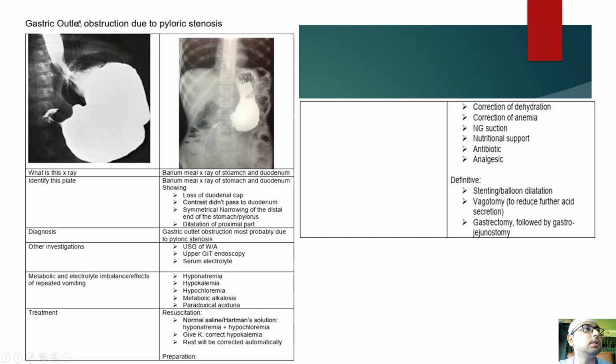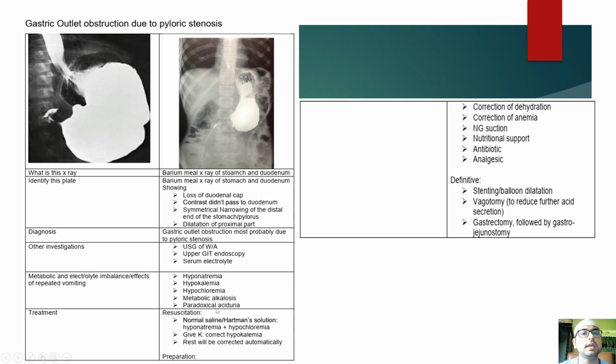So where will it go? It will go proximally. So these are the conditions: hypokalemia, sodium loss, hyponatremia, hypochloremia, metabolic alkalosis, and paradoxical aciduria. Metabolic alkalosis occurs because the stomach produces hydrochloric acid, and due to vomiting that hydrochloric acid is washed out. So there is loss of protons. In that case, balance will not be maintained and metabolic alkalosis occurs.